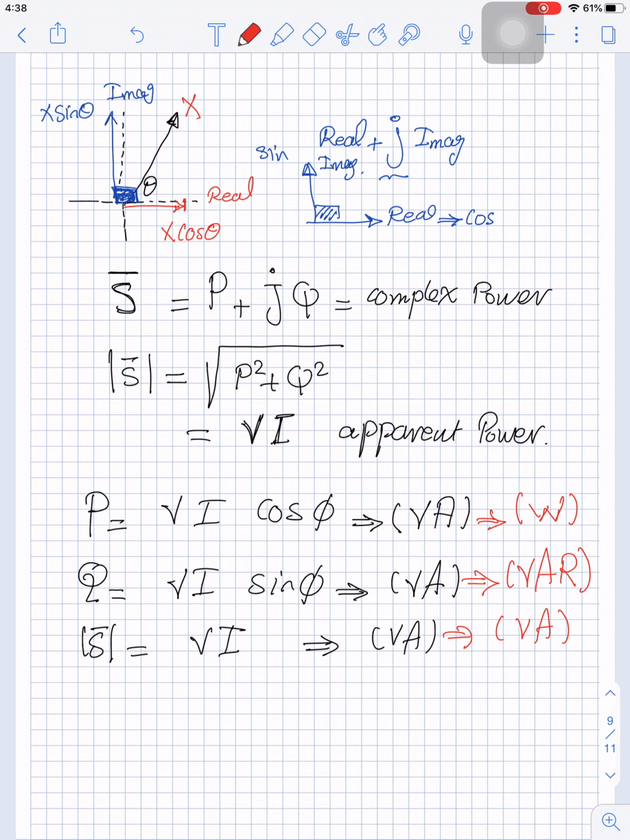For Q, if I say I have a load and this load is 10 var, now you know that var is the unit for reactive power. So this is the maximum of the power going back and forth between the supply and the load.